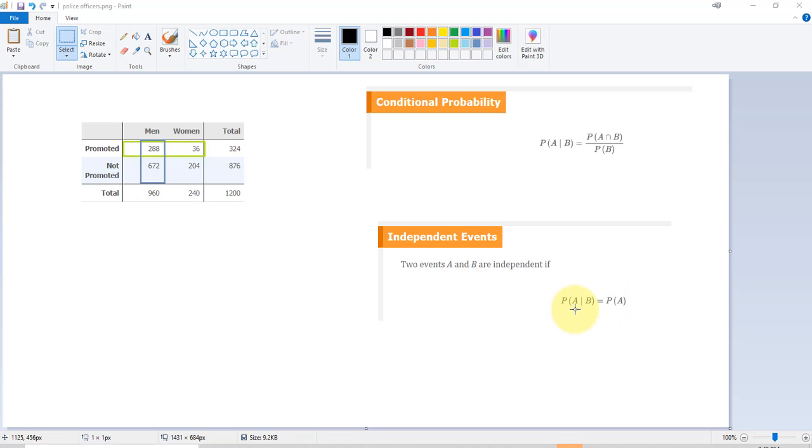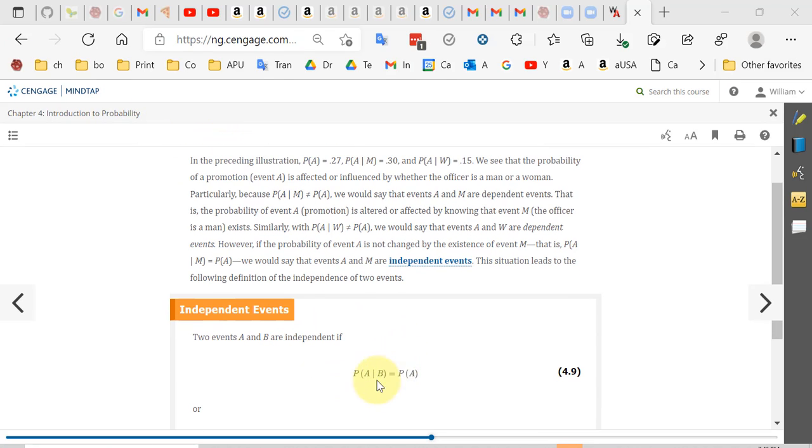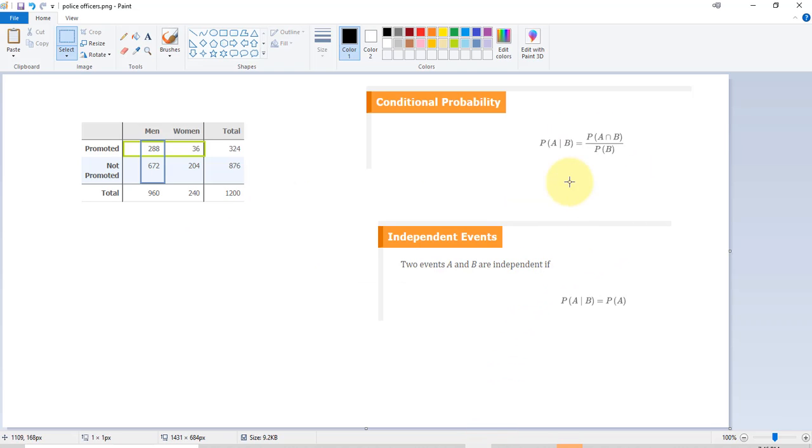If that's true, if being given B doesn't affect calculating the probability of A, we say that A and B are independent of each other, but that's not always true. In fact, it's rarely true. So that is the idea of this, and I just wanted to show you that this formula is not the same as the conditional probability formula. Right? They're not the same.